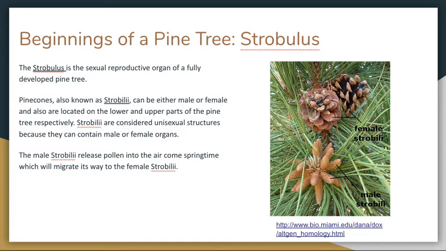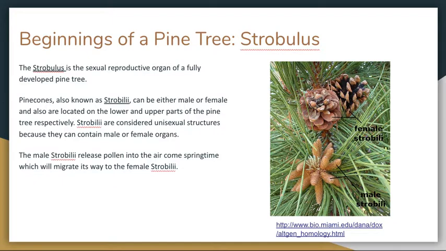Beginnings of a pine tree, the strobilus. The strobilus is the sexual reproductive organ of a fully developed pine tree. Pine cones, also known as strobili, can either be male or female and are located on the lower and upper parts of the pine tree respectively. Strobili are considered unisexual structures because they can contain male or female organs.